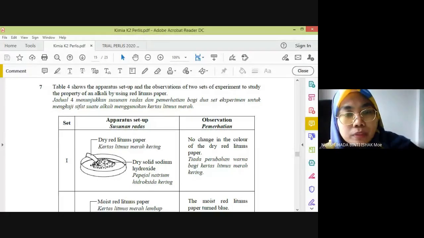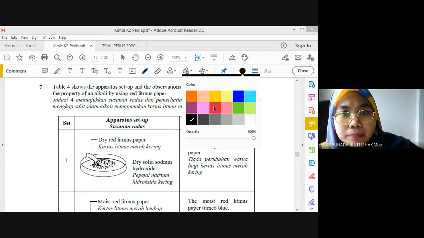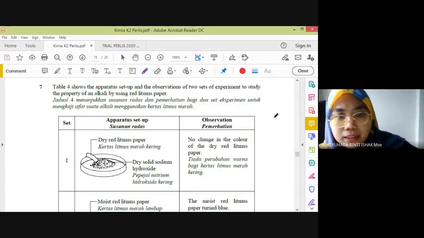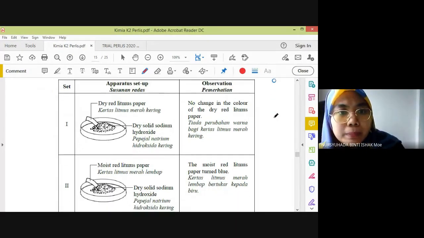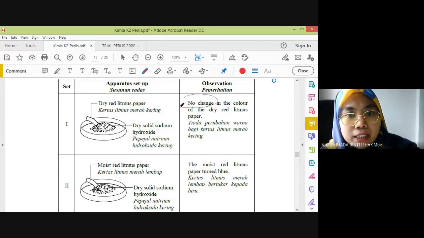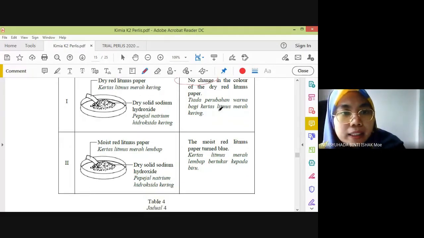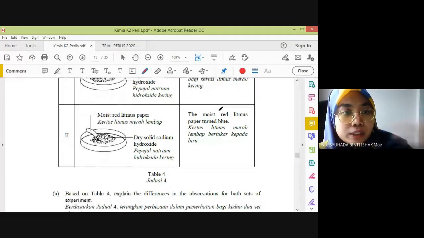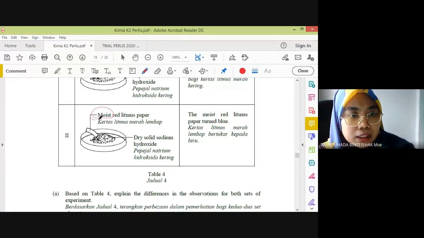Up and the observation of 2 experiments to study the property of an alkali by using litmus paper. Alright. Set 1, dry litmus paper, dry solid sodium hydroxide. No change in the color of the dry red litmus paper. And then in experiment 2, moist red litmus paper here. Dry solid sodium hydroxide. The moist red litmus paper turns blue.